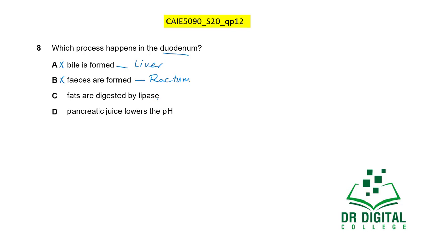Fats are digested by lipase. Okay, lipase is coming from the pancreas. Pancreatic juice has lipase, trypsin and amylase. So fats are digested in the duodenum. So option C is correct. Option D: pancreatic juice lowers the pH. No, pancreatic juice basically raises the pH. The chyme coming from the stomach is highly acidic. Its pH is about 2. And the pancreatic juice coming from the pancreas into the duodenum will raise the pH from 2 to almost 8.6. So option D is also wrong. The answer for this question is C.